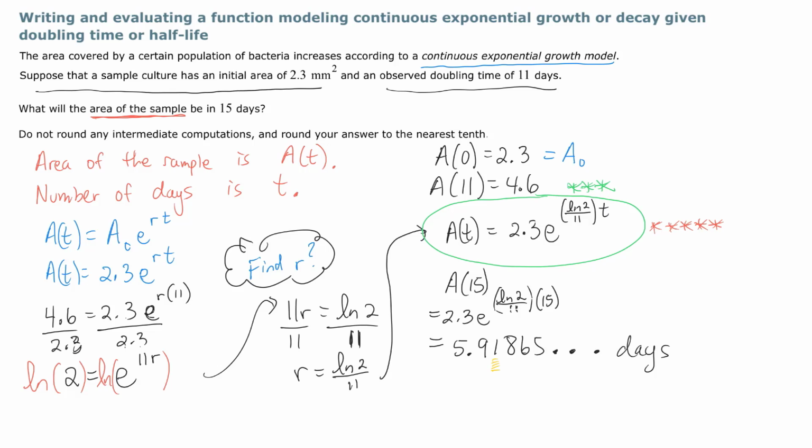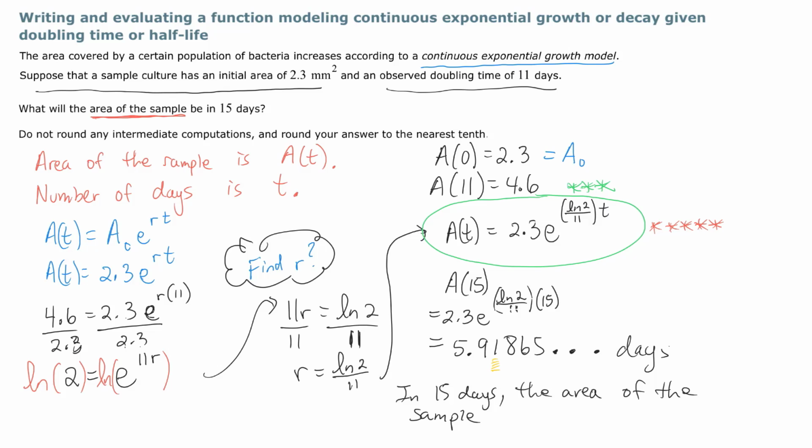Why don't we answer this now in a complete sentence? In 15 days, the area of the sample. This is why we write things in complete sentences. A of 15 is not in days. That's nonsense.